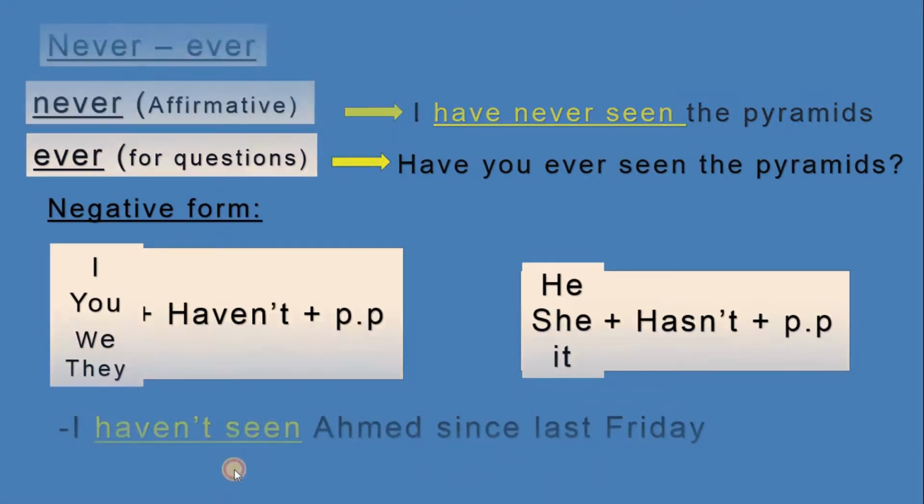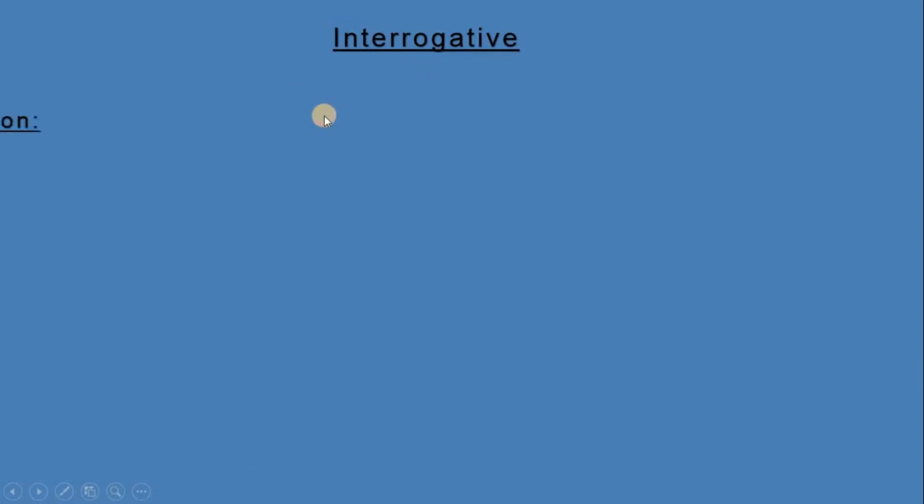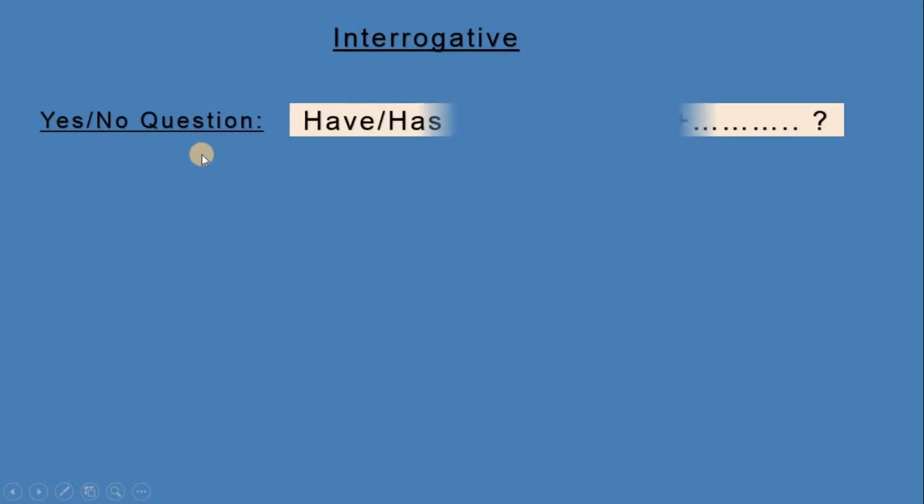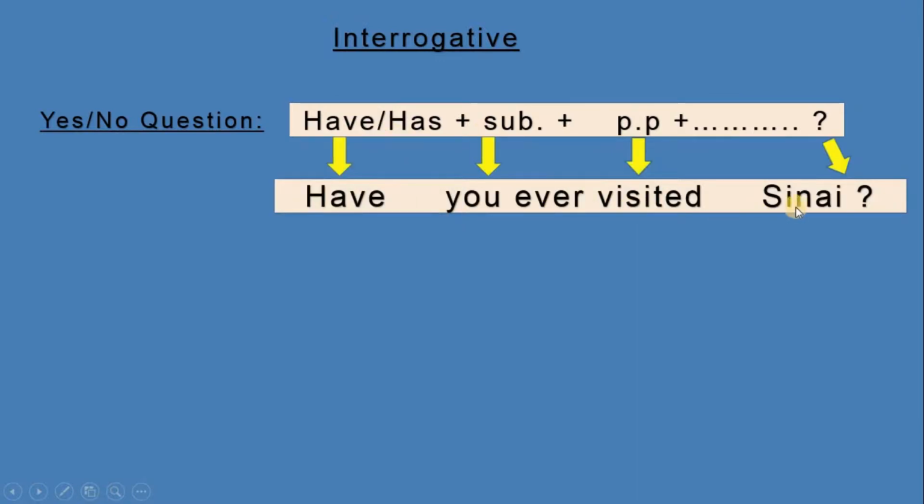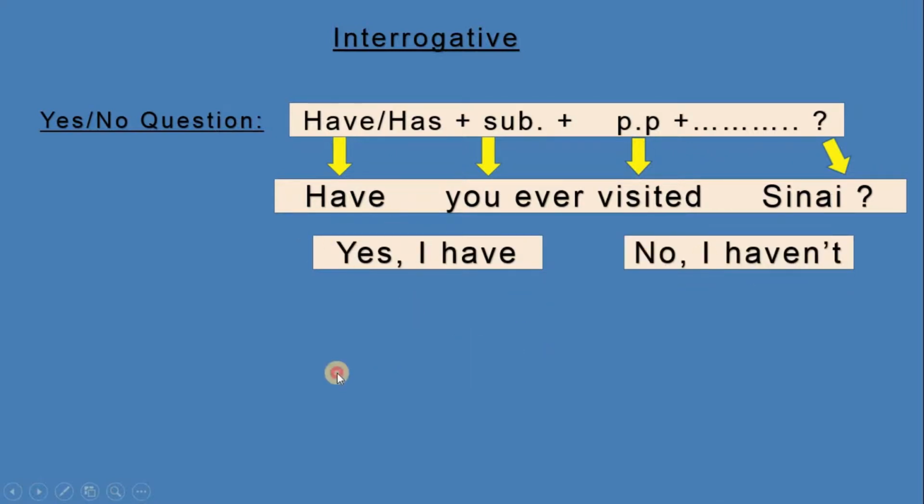Now the question form. It is very easy. We only exchange between the subject and have or has. For example, have you ever visited Sinai? The answer is yes, I have, or no, I haven't.